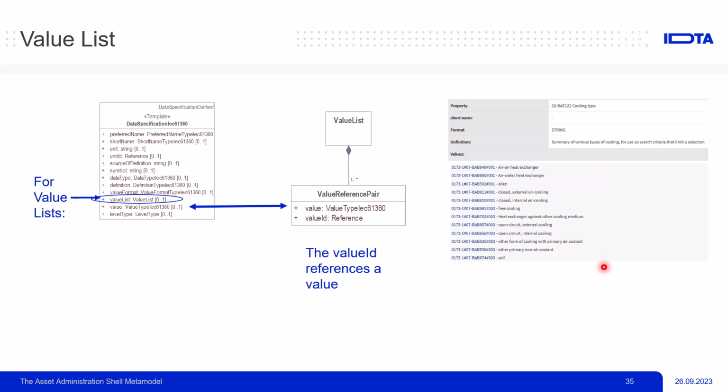This is now the value list itself. We do model it in the meta model, in the model itself. So this is a value list, and it's consisting of value reference pairs. And as I said, a value has a value ID, like here you see it, all the IRDIs, but also a value. In a way, this is redundant, but for better understandability, we have both the value and the value ID. Of course, they need to be consistent. So if you use this IRDI, then you also have this preferred name, in this case, air heat exchanger. So this is important to understand.